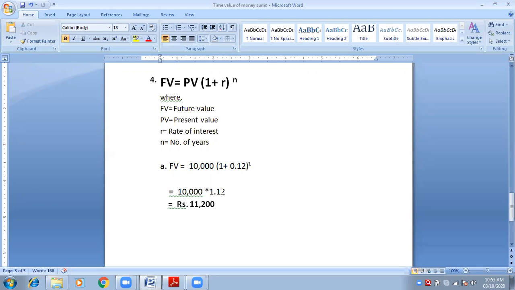And what is 1.12 for 1 year? 1.12 only. It is for 1 year only, annually. So the answer is rupees 11,200. After 1 year, you will get 11,200.